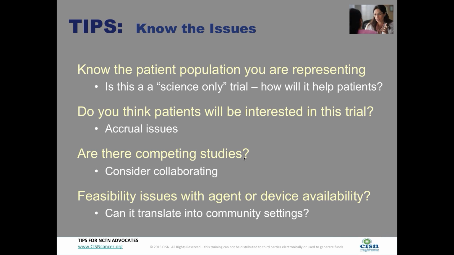The NCI might be doing a study. Different groups might be doing a study. Always ask, are there other competing studies? Can we collaborate with them? I know the NCI is always looking for that. They're always hoping for that to happen. And it's something that researchers may not know. They may not know if there's a competing study.